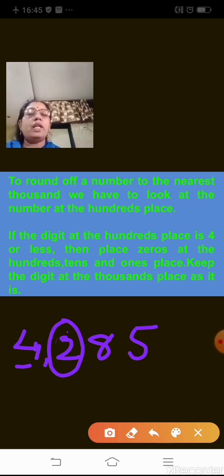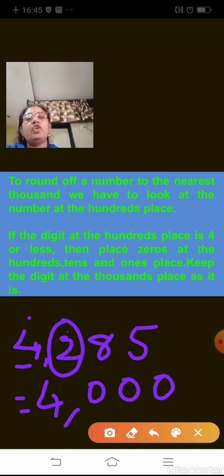If the digit at the hundreds place is 4 or less, then when rounding off, this number will become 4. In the thousands place you will keep the number as it is. For the hundreds place, tens place and ones place, you will put a 0 and keep the digit at the thousands place as it is. Why? Because the number in the hundreds place is 2, which is less than 5.